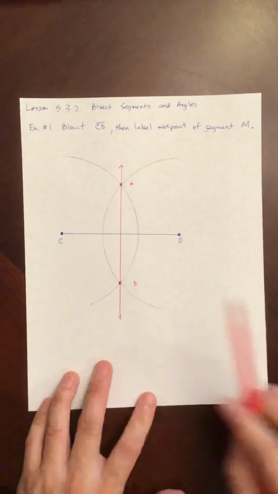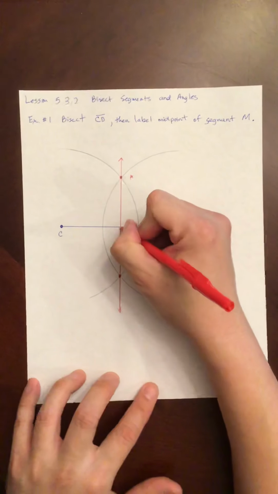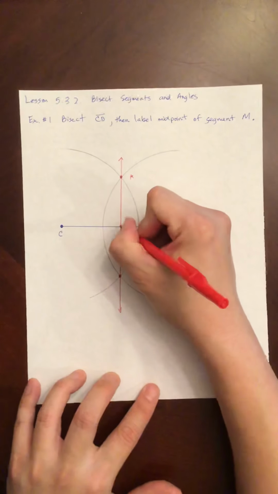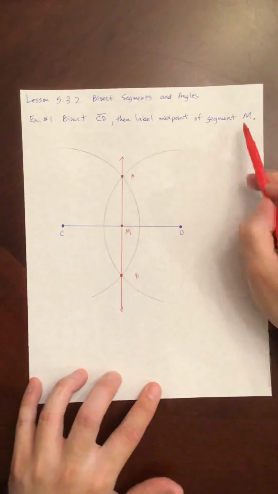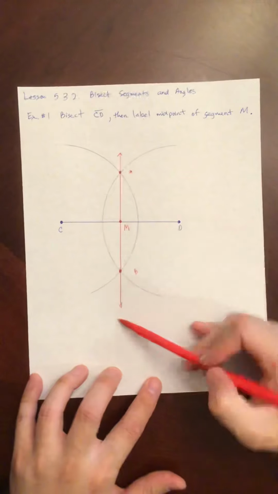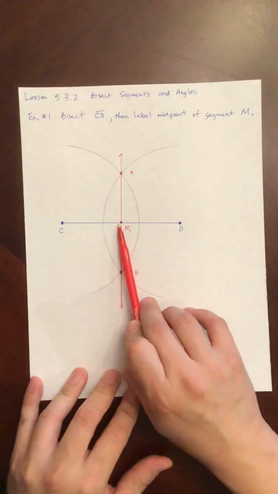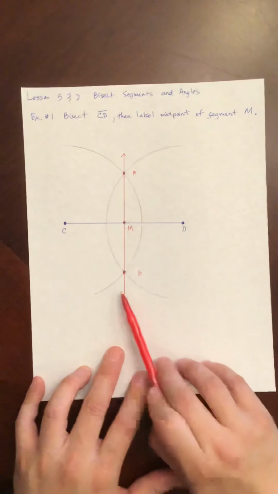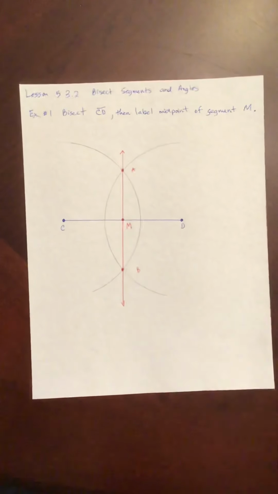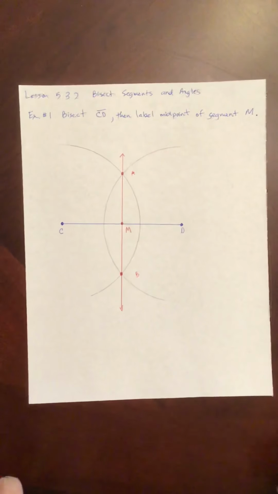They want us to label the midpoint M. So right here, where my bisector crosses my segment CD, that will be called point M, because that's what they want us to label. That means AB cuts CD in half. So the distance from C to M is the same as the distance from M to D. That's why it's called a bisector. A bisector takes the segment and cuts it into equal parts. And that's what you're going to be doing with your segment.